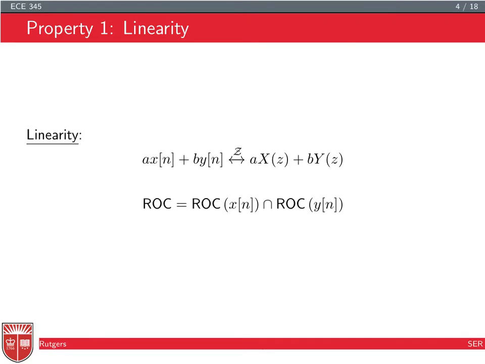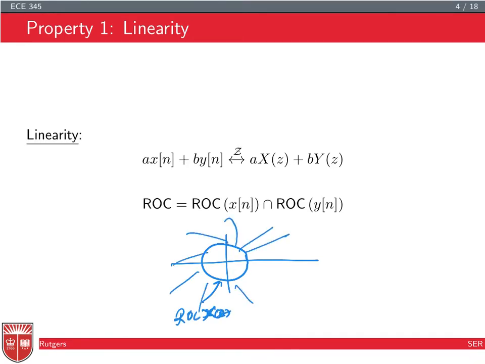Just to give you a quick example here. Let's suppose x of n is right-sided, and this is the ROC of X of z, so it's the outside of the circle. And let's suppose y of n is a left-sided signal. So this is the ROC of Y of z, and it's left-sided, so it's the inside of the circle.